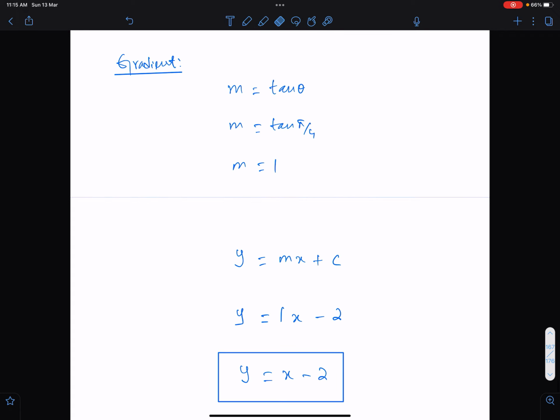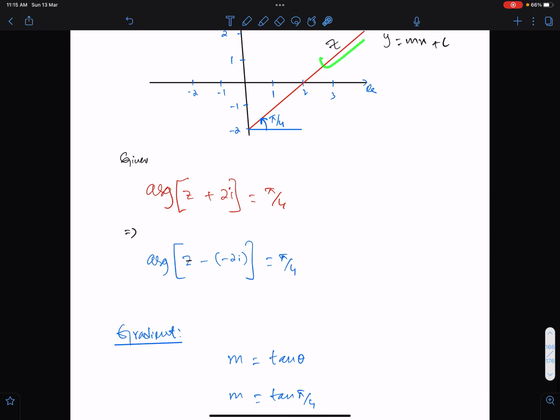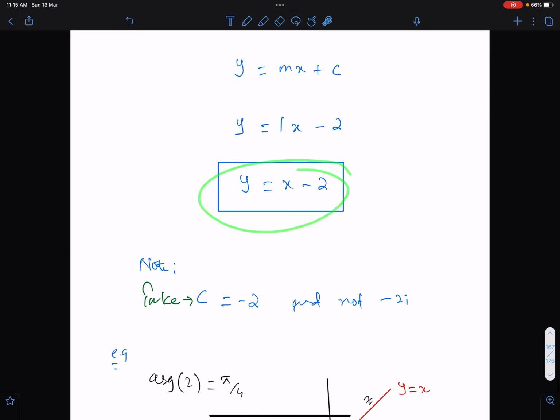See, gradient is 1 according to this formula. And here is the equation of this line. Make sure you take minus 2. See, the value of c is minus 2, not minus 2i.